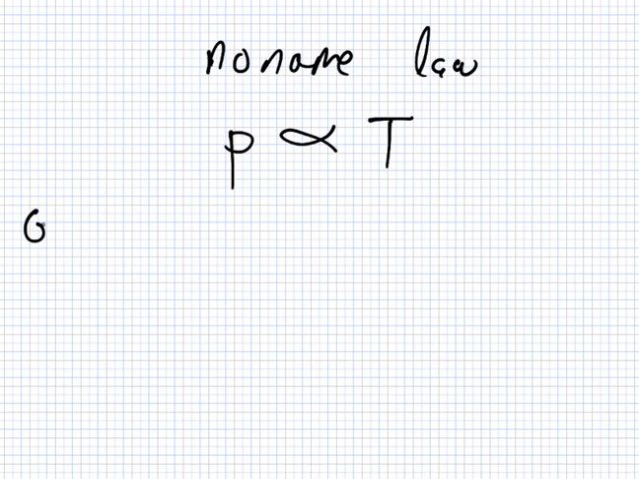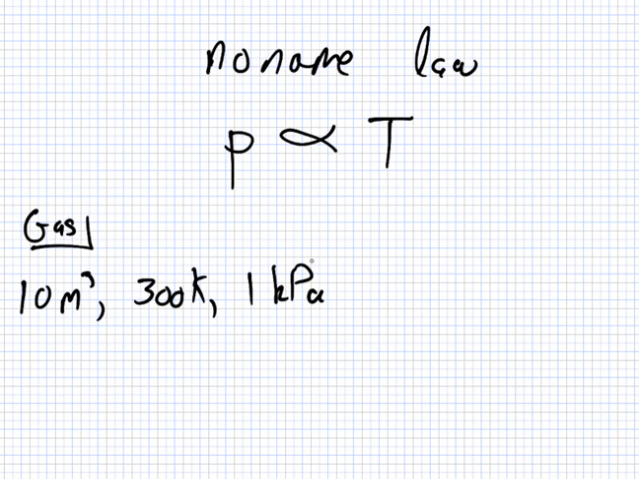So again, with our gas, if you have like 10 meters cubed, 300 Kelvin, and 1 kilopascal, and the volume is constant. The other thing is fixed always, volume is constant. But if the volume is not constant, then that we'll deal with in a moment.